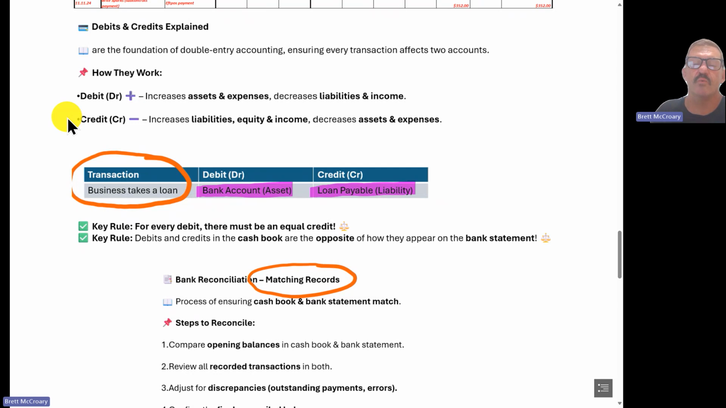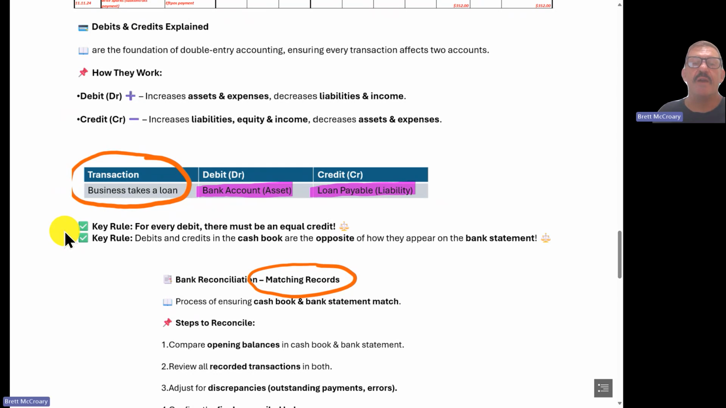So let's have a real simple example. Your business has taken a loan. Now, it's a debit because it's an asset. It's gone into your bank account, which is awesome. But it's also a credit, so double entry. It's a liability because it's a loan payable. You have to pay it off.